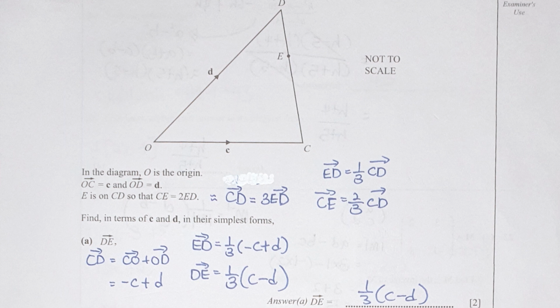The rule of thumb is to find CD first. To do that, you take CO plus OD equals negative C plus D, and I find ED's value. ED's value is actually 1/3 of CD, and to get to DE, simply multiply a negative into it. It basically changes the C from negative into positive and the D from positive into negative. So your final result is 1/3 (C minus D).